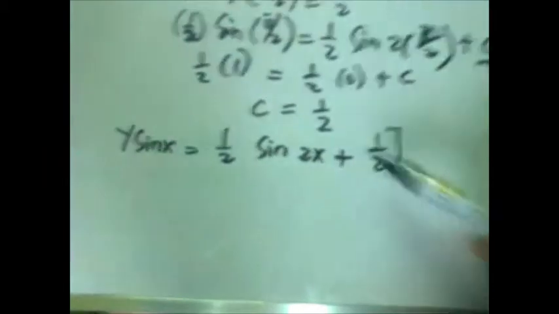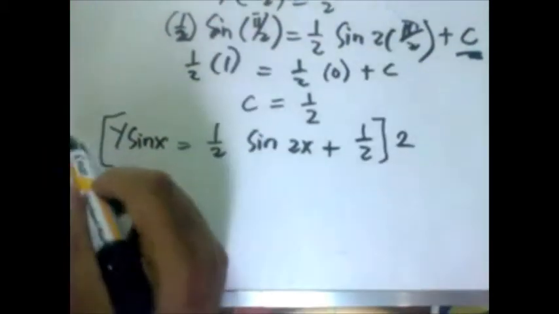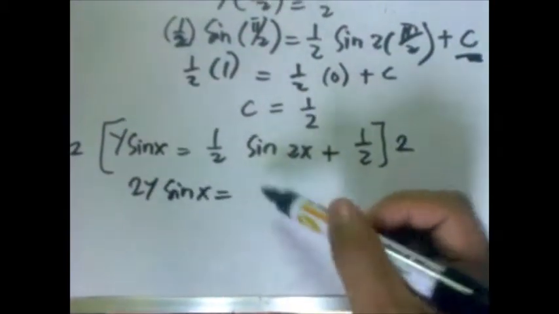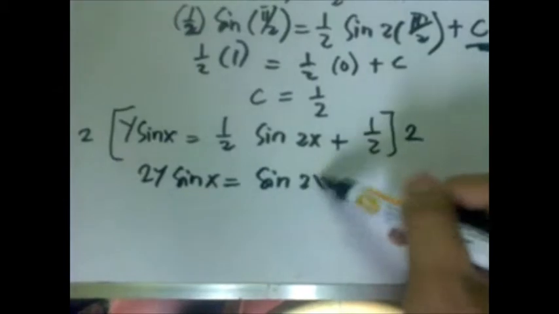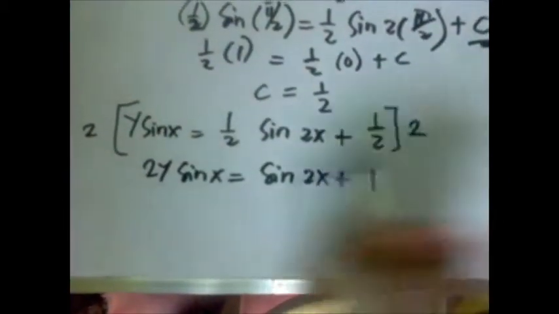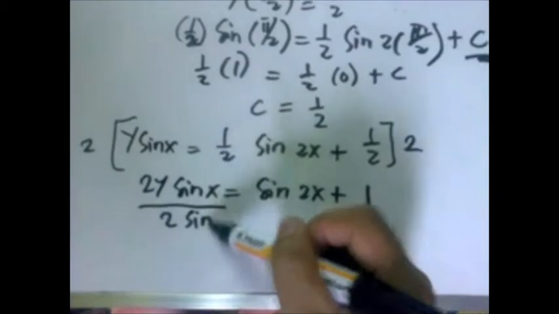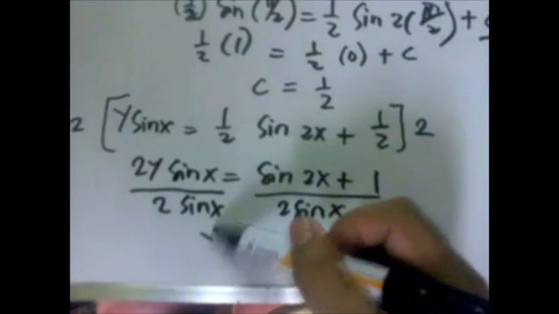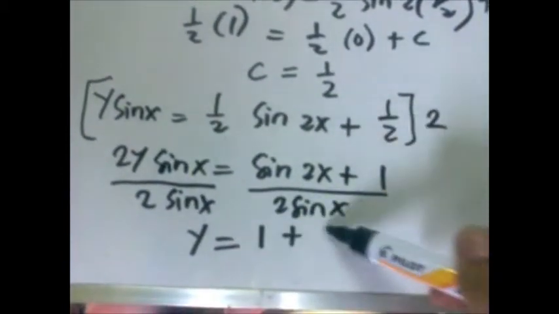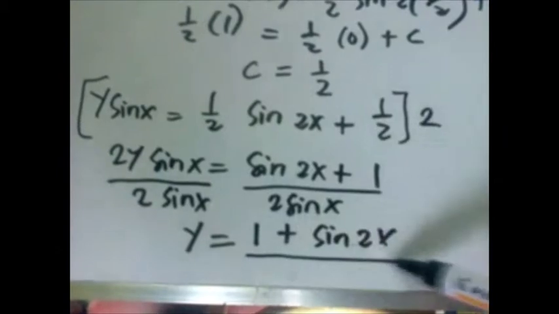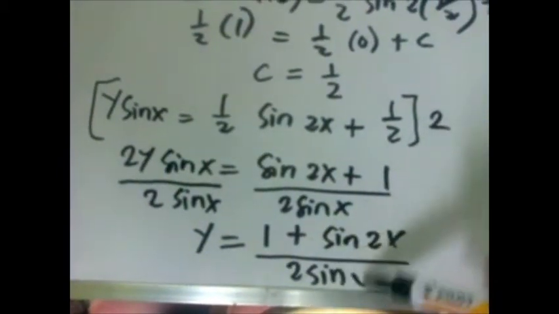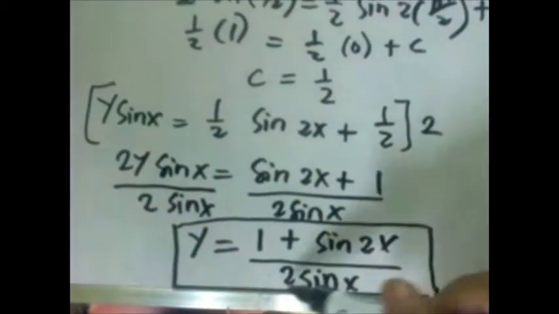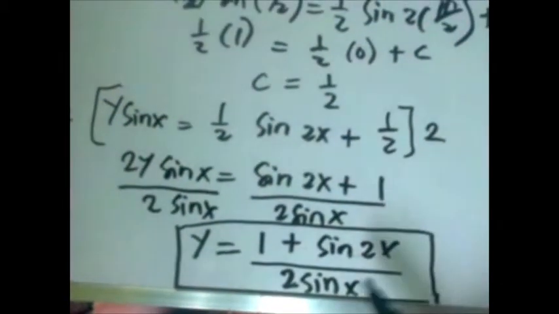Then to simplify it more, we have to multiply both sides by 2. So it becomes now 2y sine x is equal to sine 2x plus 1. Okay, we have to divide both sides by 2 sine x. So our y now is equal to 1 plus sine 2x over 2 sine x, which is our particular solution to the given problem.